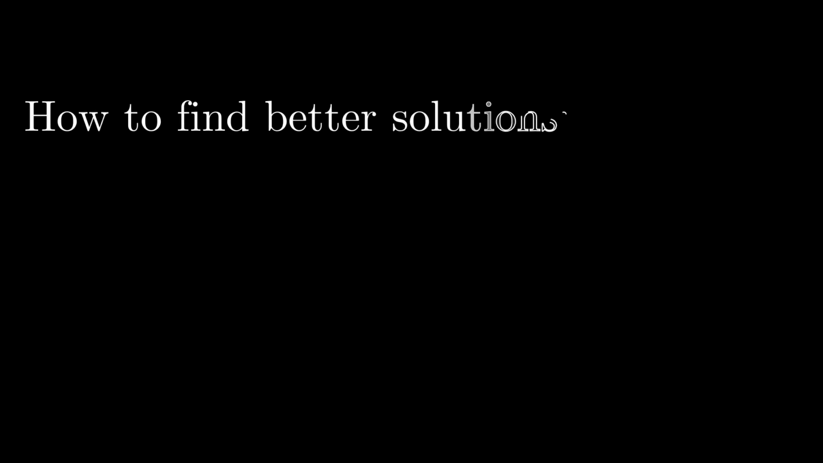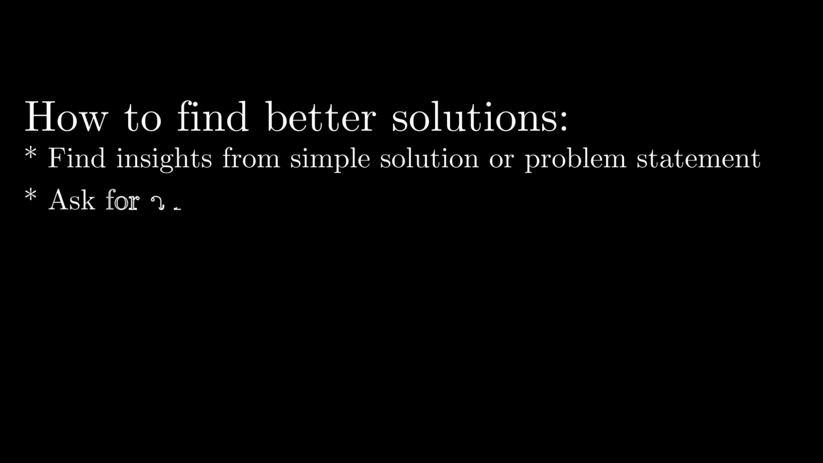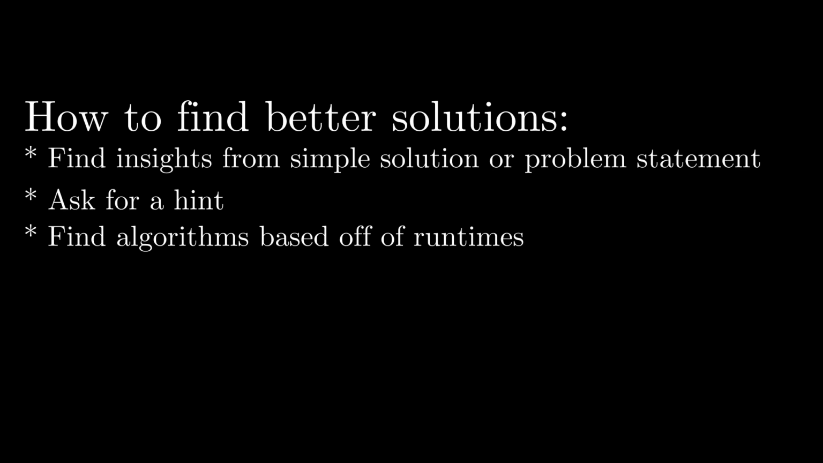However, the first answer we come up with is rarely ever the optimal answer, especially if the runtime is n squared. Now, how can we find a better algorithm? Well, one way is to see if we can get any insights from our naive solution, or maybe even the problem statement itself. Another way is to ask the interviewer for a hint. It's always so much better to just get an optimal answer, even if you had to get a hint, than not at all. And finally, my personal favorite strategy is to brainstorm algorithms to use based off of the runtime that you're trying to shoot for.